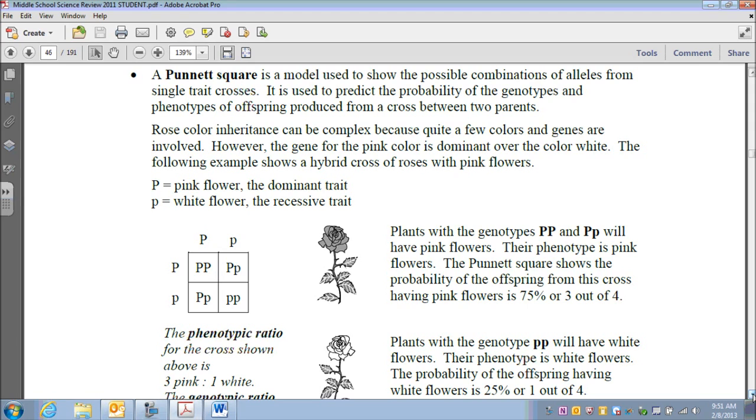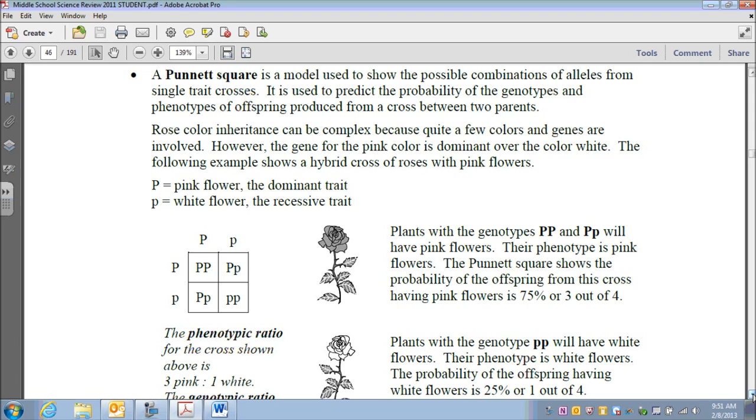Rose color inheritance can be complex because quite a few colors and genes are involved. However, the gene for pink color is dominant over the color white. The following example shows a hybrid cross of roses with pink flowers. The capital P represents a pink flower, the dominant trait. Lowercase p represents a white flower, the recessive trait.